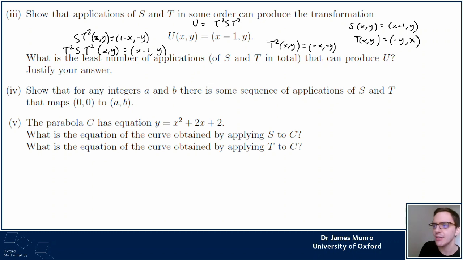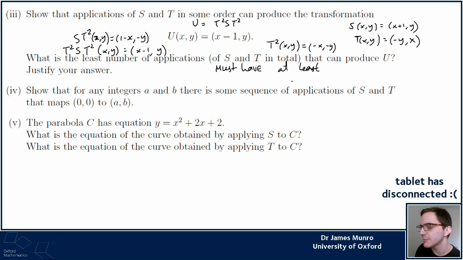Okay. So we must have at least one s. We've seen that just powers of t doesn't do it. Powers of t we worked out in part 2. So you must have at least one s.